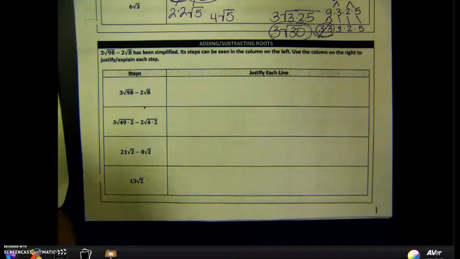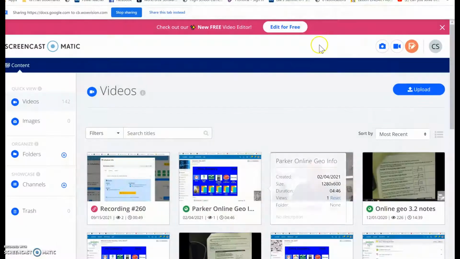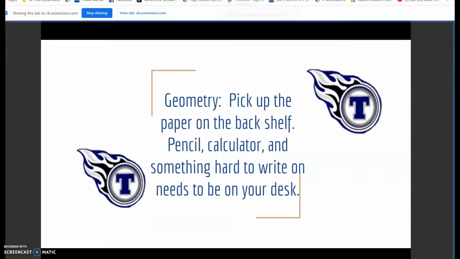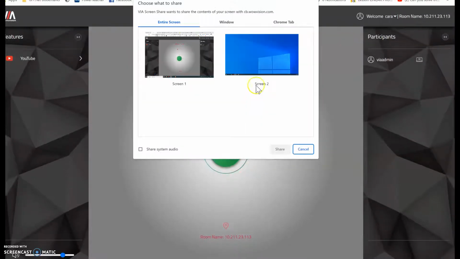Think page 1 in there. Adding and subtracting roots. So yesterday we talked about and we worked on adding, and we talked about simplifying radicals, right? So today we're going to add and subtract these.